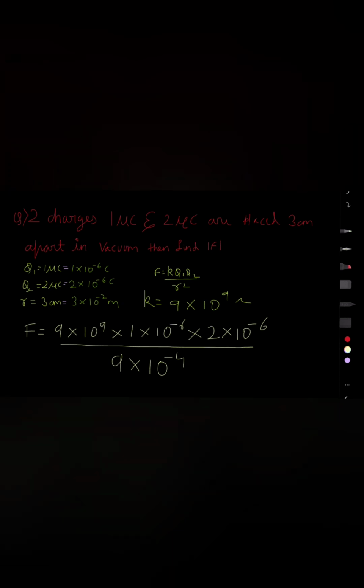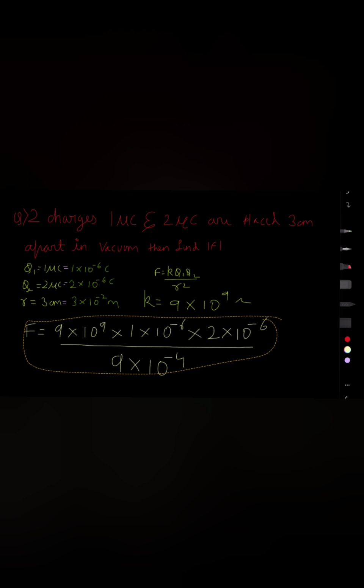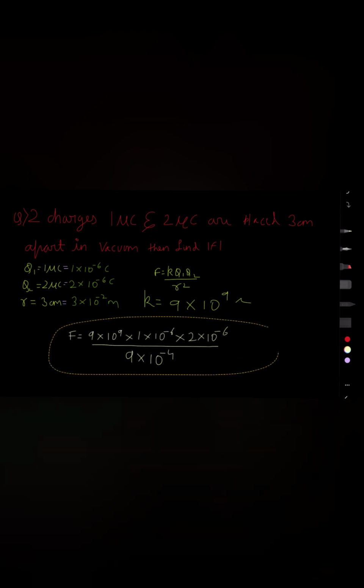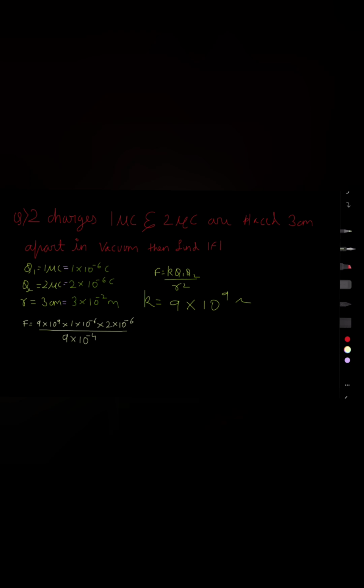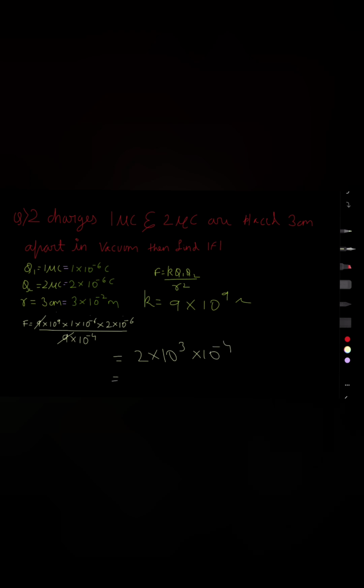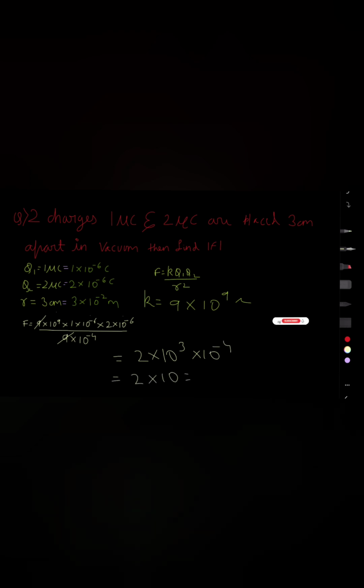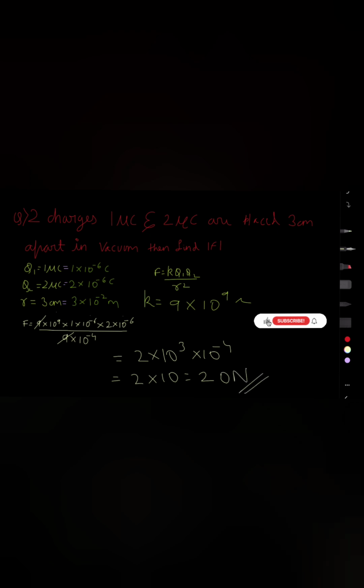We have the value of F here. Now by simple calculations we will get the final answer. The 9 and 9 will get cancelled. What I remain with is 10 to the power of minus 6 times 10 to the power of minus 6, which is 10 to the power of minus 12. Into 10 to the power of 9 gives 10 to the power of 3. Then 2 into 10 to the power of 3 into 10 to the power of minus 4, which equals 2 into 10, which is 20 Newton. That is the answer. Okay, thank you.